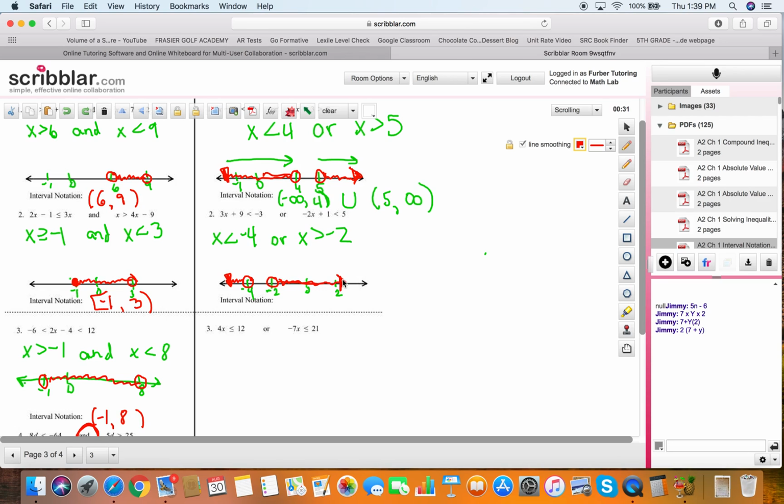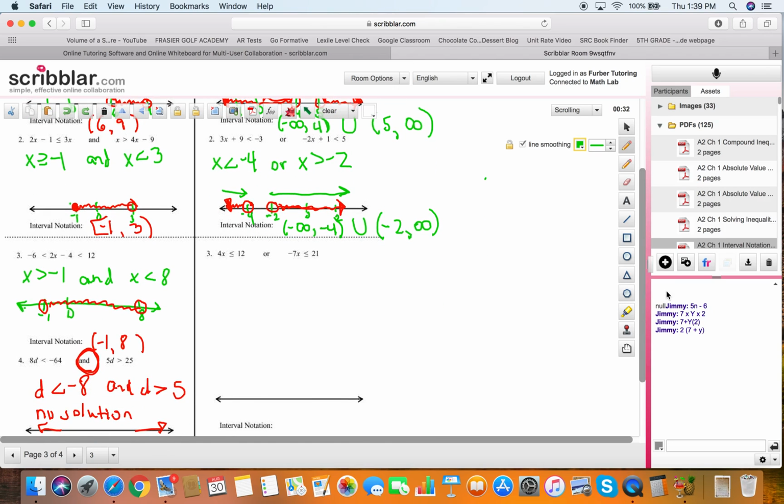So if I put them in order from left to right, I'm going to come to the negative infinity first. So again, I'm going to put parentheses for negative infinity. And it ended at -4. Then I'm going to put the u. And then the second graph began at -2 and went in the positive infinity direction. So there's my graph for this one, okay?